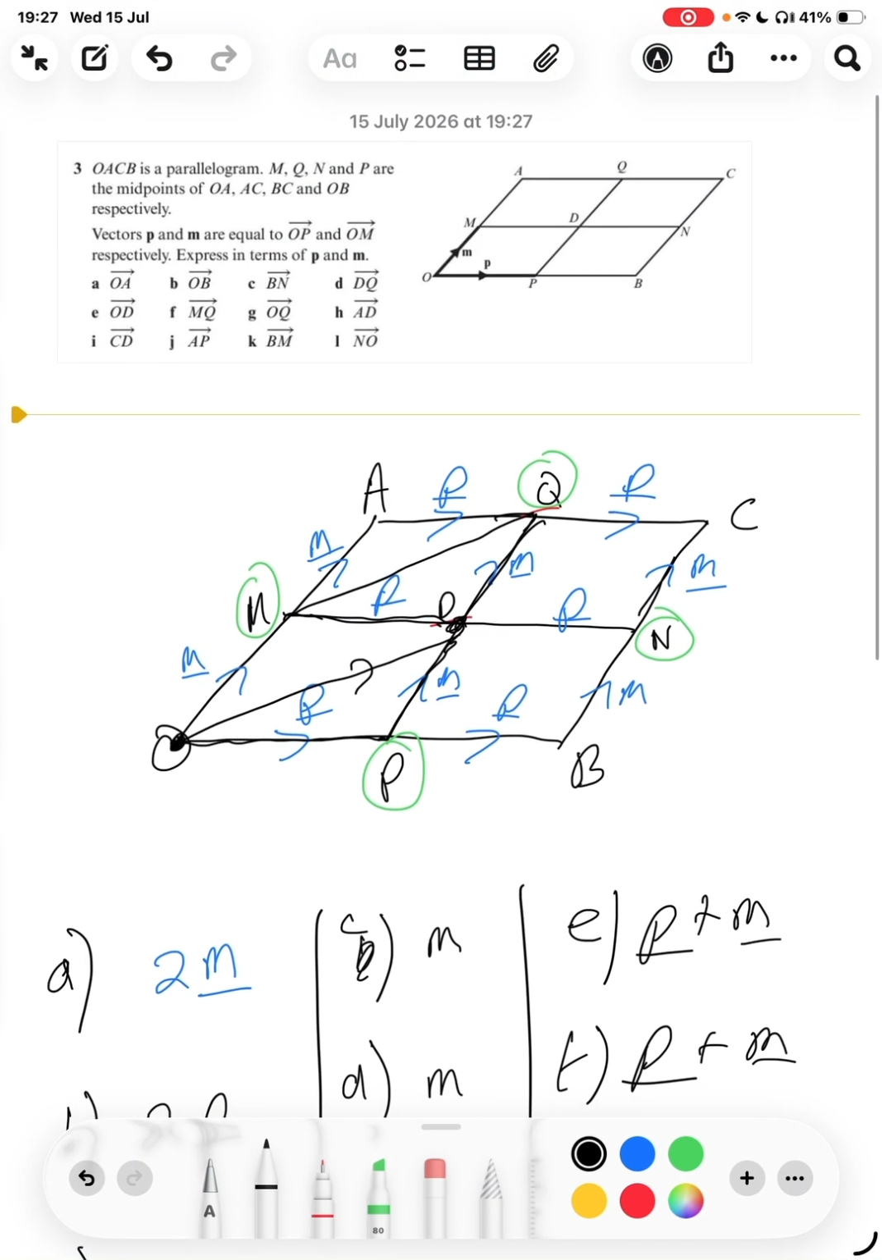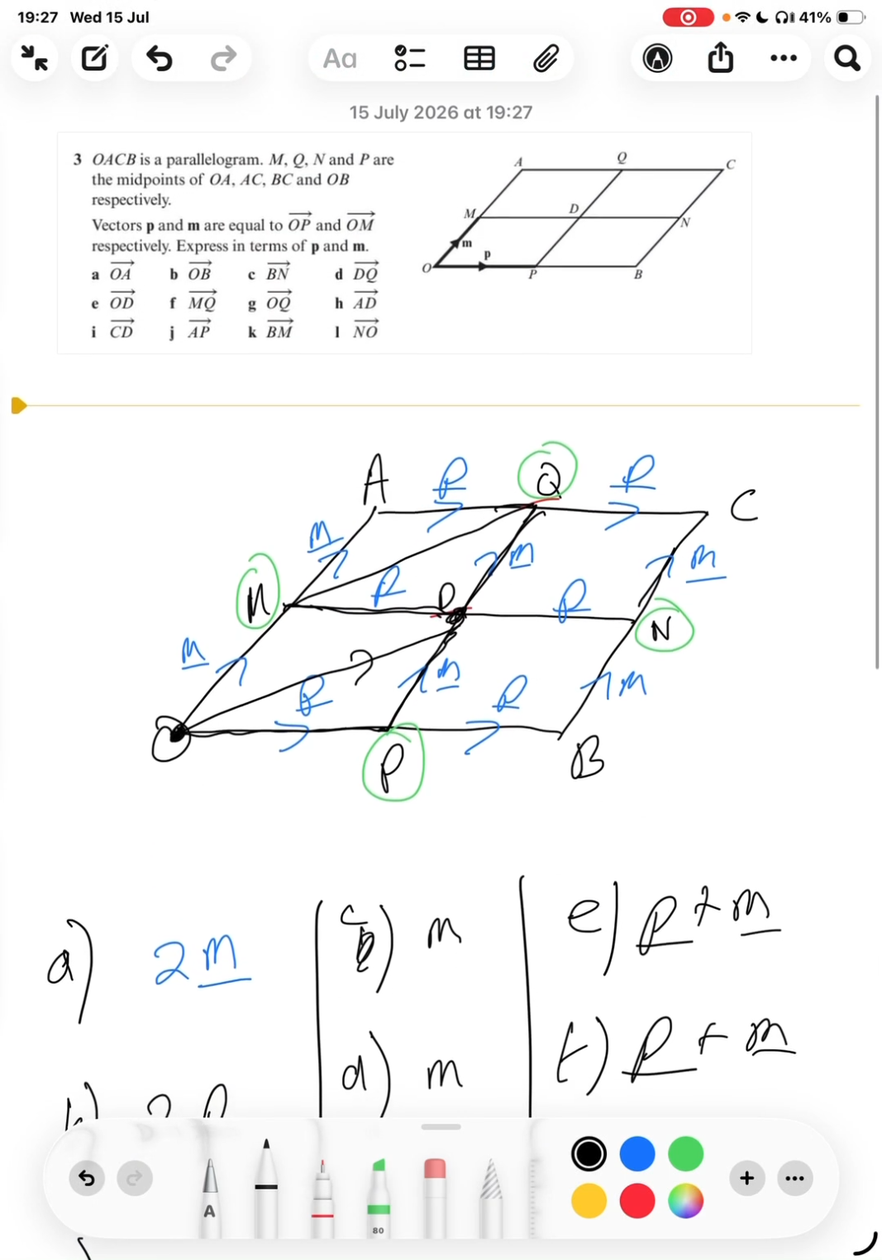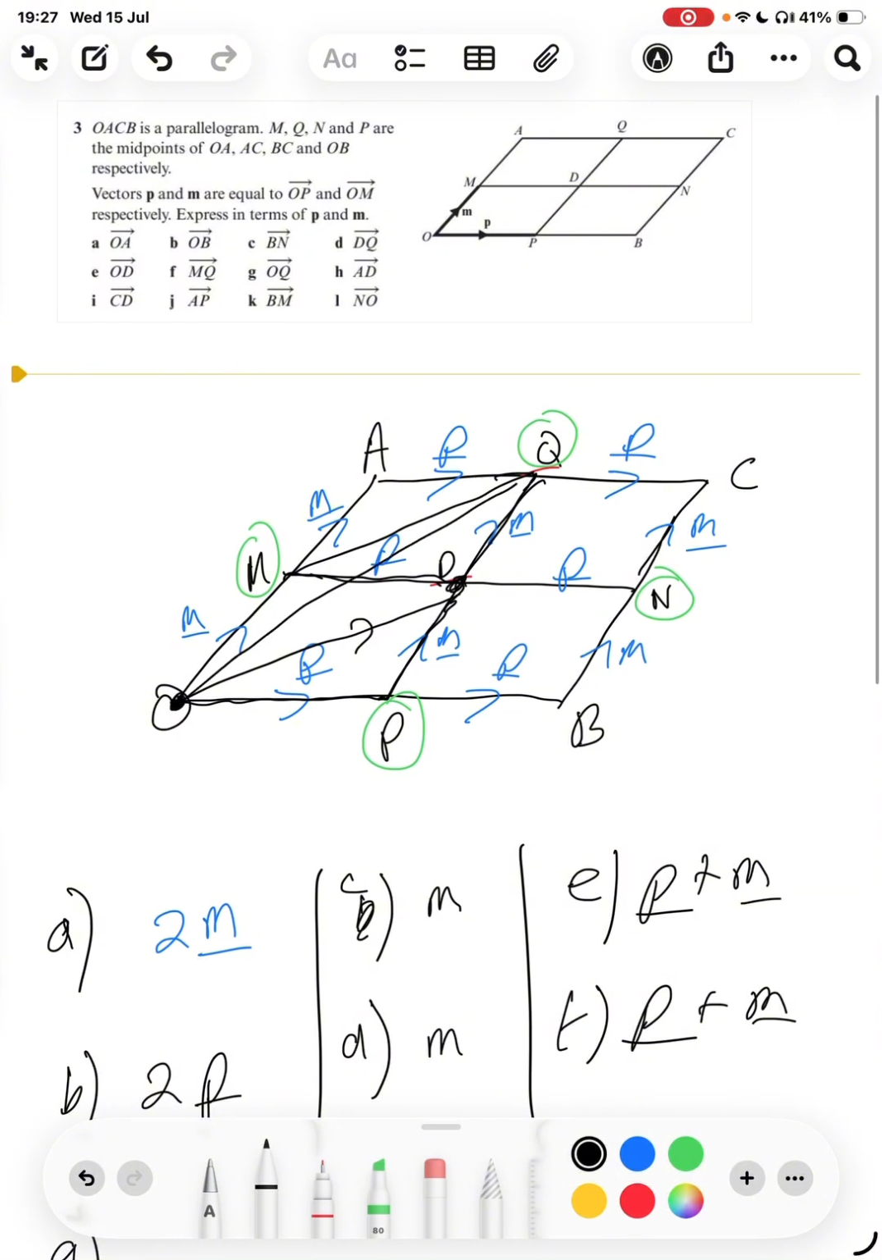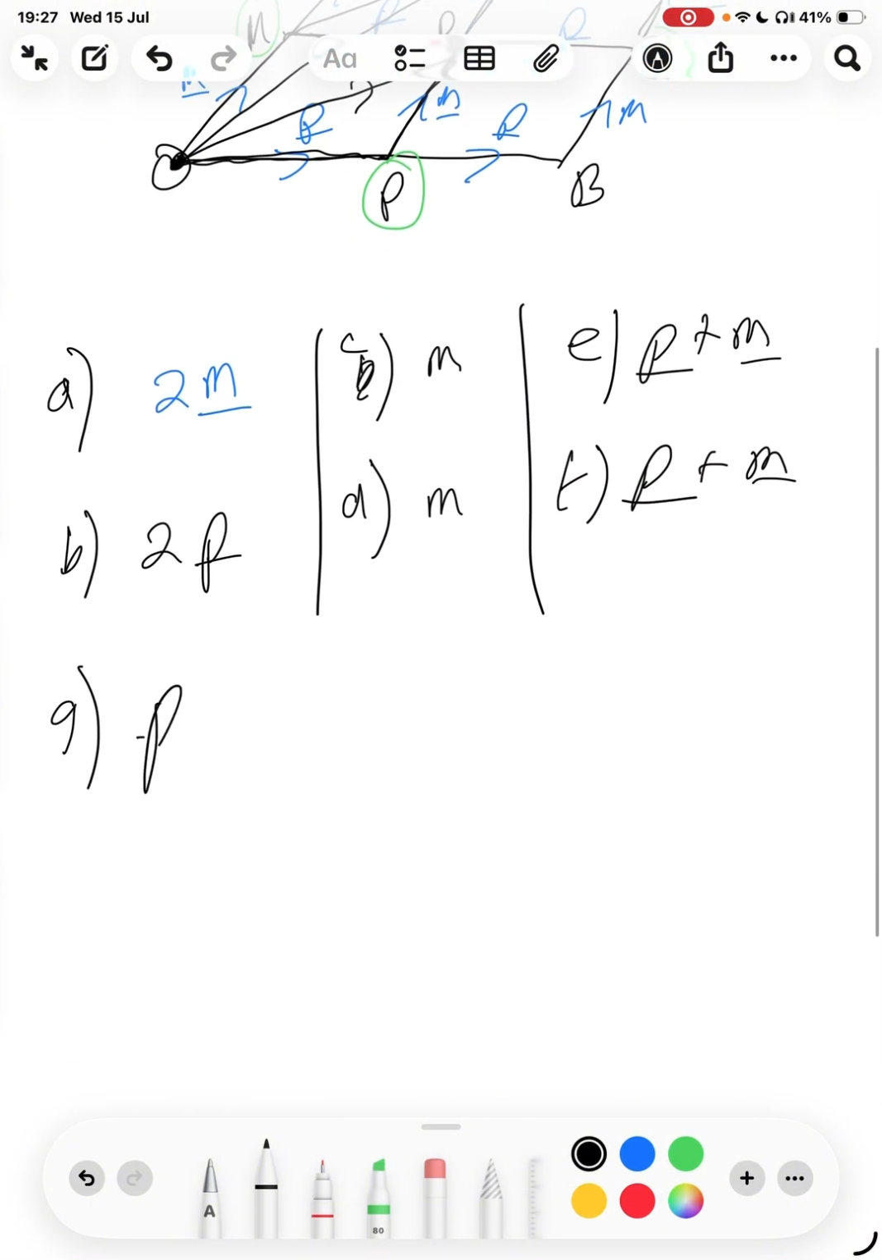Now G, O to Q. All right, O to Q. We're going across 1P but up 2M, so we're plusing 2M.